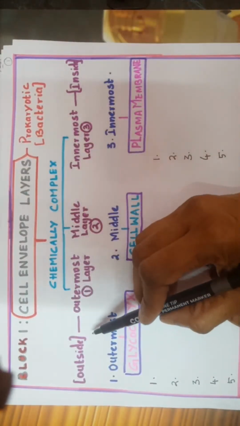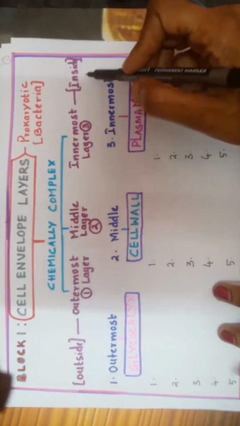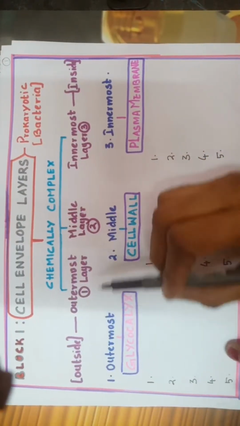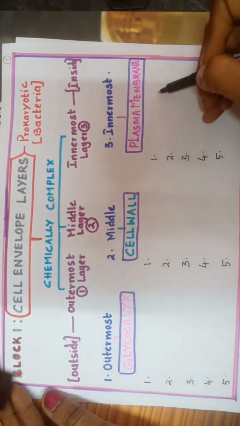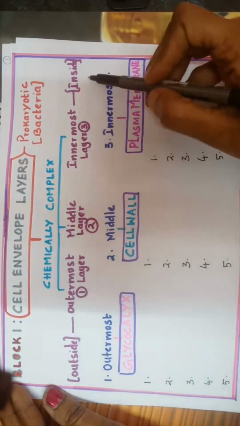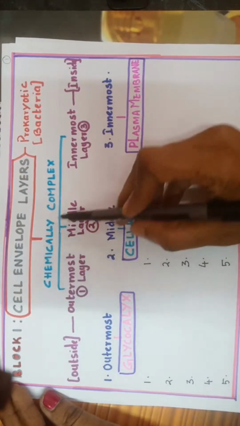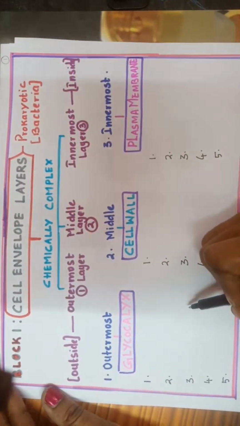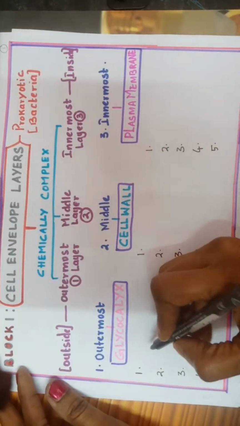See, NEET loves to scramble the order of arrangement from outside to inside or inside to outside. They will shuffle this and they will ask you. So today we are going to write it 5 times each in the order from outside to the inside. That is, this is the environment. You have outermost layer, then the middle layer, then the innermost layer, and this is the inner part of the cell. In this order we are going to write it 5 times, so that we don't get panic during the time of exam.